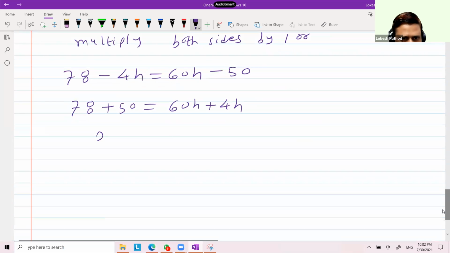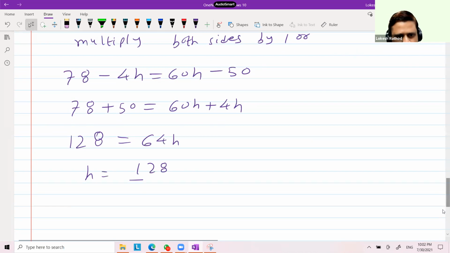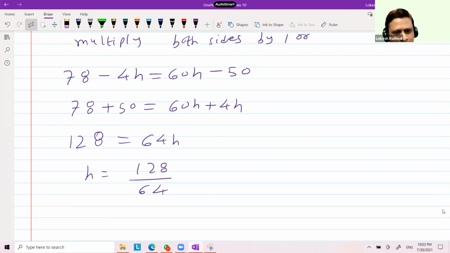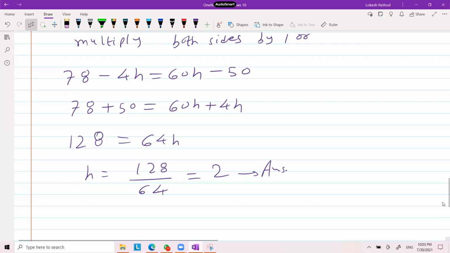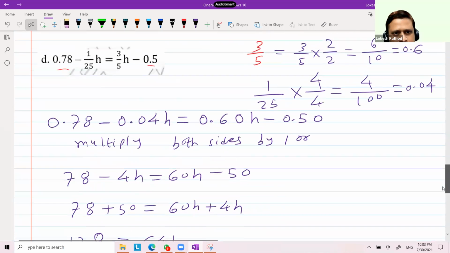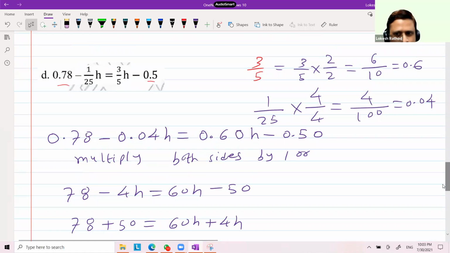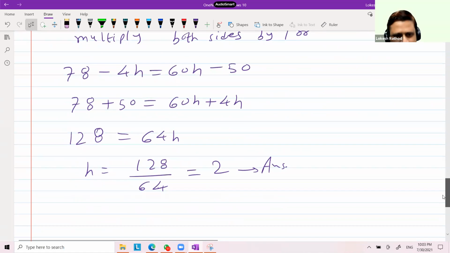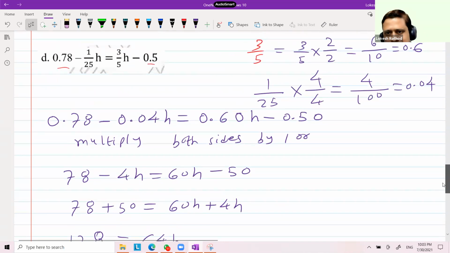This side is 7 and 5, 12, right? And this is 64h. So h is equal to 128 over 64. 6 2s are 12, 4 2s are 8, 64 2s are 128, right? h is 2. This is the answer. Are you getting this? Right? So whenever a decimal is involved, you can work it out like this, right? Anyone having any doubts? Yeah. Anyone? Is it clear? Everyone? Right? Yes. Yeah. Okay, great.